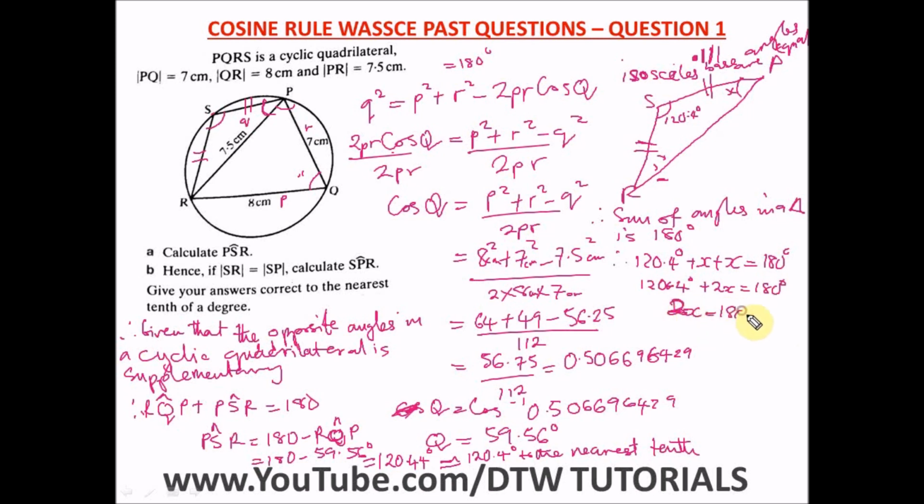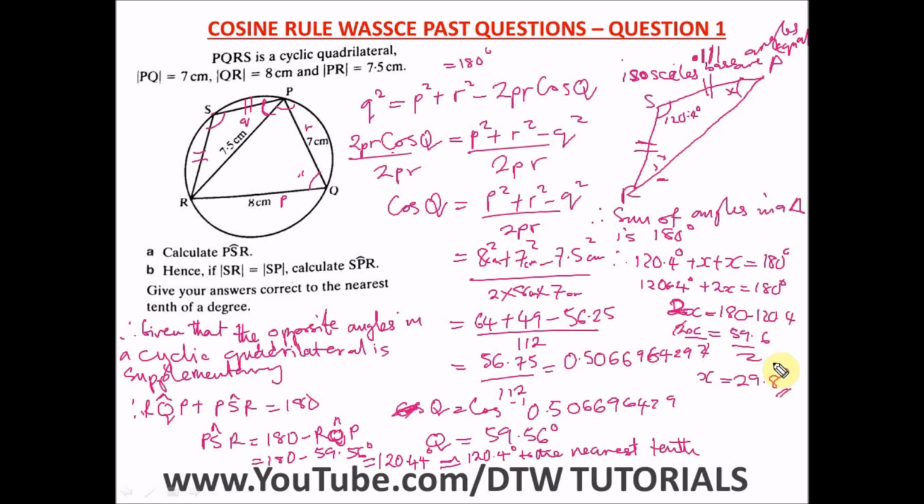Take this here, we have 2x is equal to what? 180 minus what? 120.4. So what do we have here? We have 2x. When we subtract this, 180 minus this, we have what? 59.6. We'll now divide both sides by 2. Divide both sides by 2, and 59.6 divided by 2, we now have 29.8 degrees. So this is our answer.